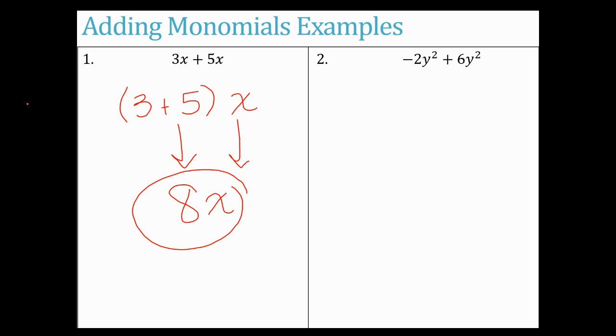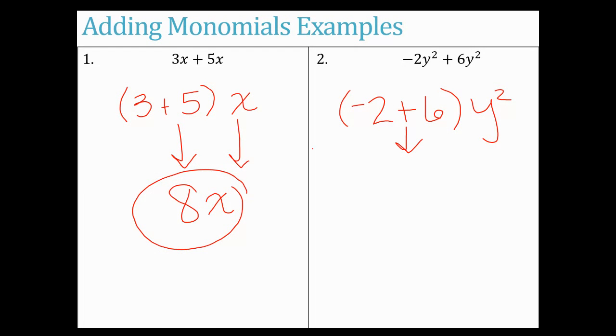Let's take a look at example number 2. We have -2y squared plus 6y squared. I'm going to do the same thing. I'm going to take my coefficients, put them in parentheses and add those. And I'm going to leave my variable and my exponent alone. I'm not going to add these 2's. I'm going to leave that 2 alone.